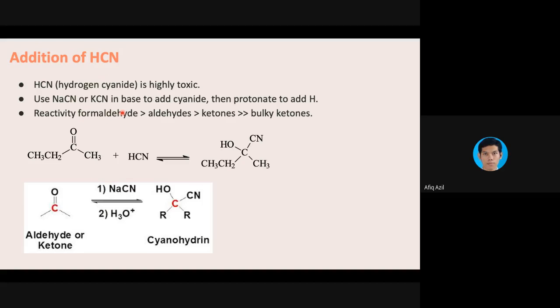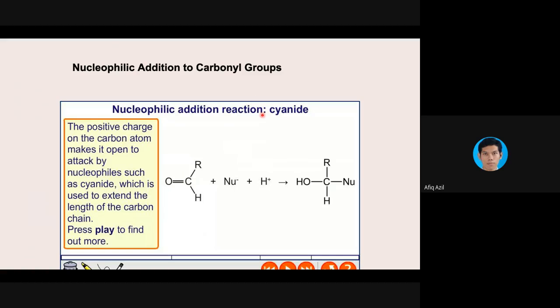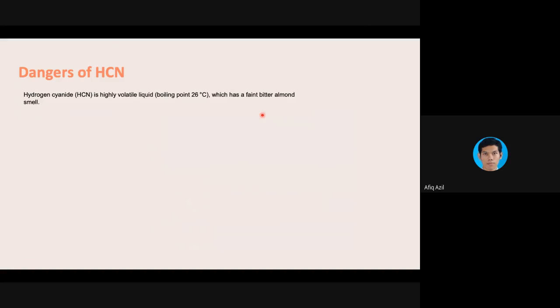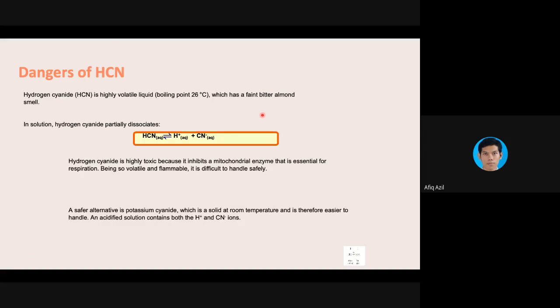So for the reactivity of the reaction, you have formaldehyde. Formaldehyde is basically C double bond O with H2, and then normal aldehyde, ketones and bulky ketones. So this is the same nucleophilic addition reaction of cyanide.